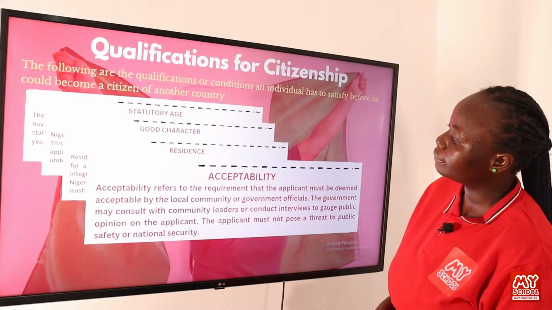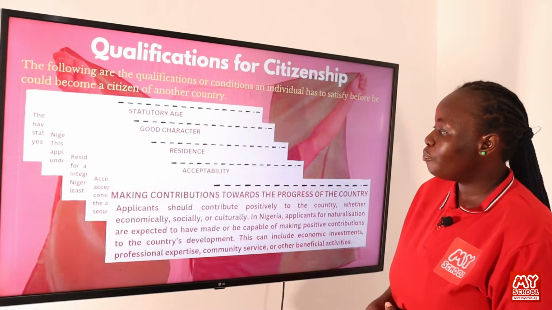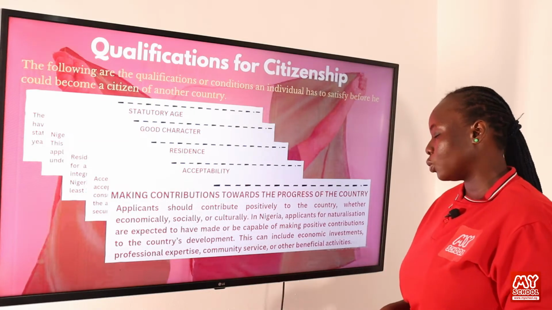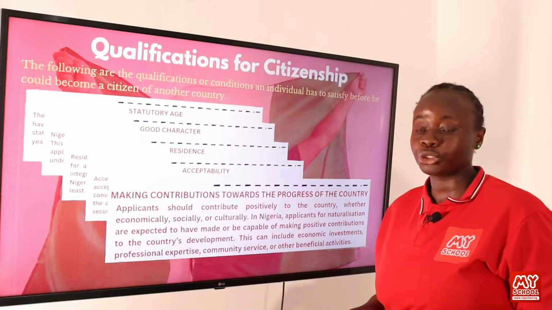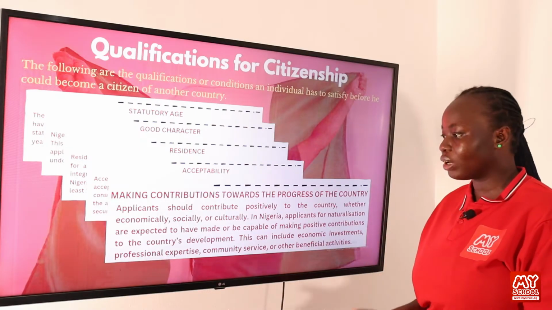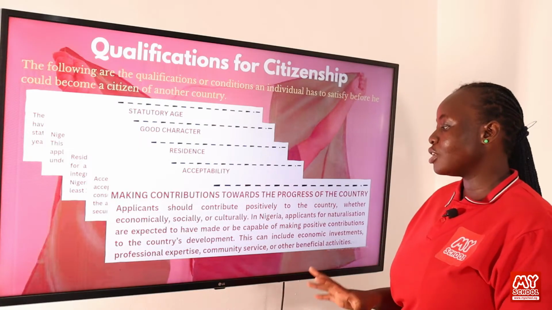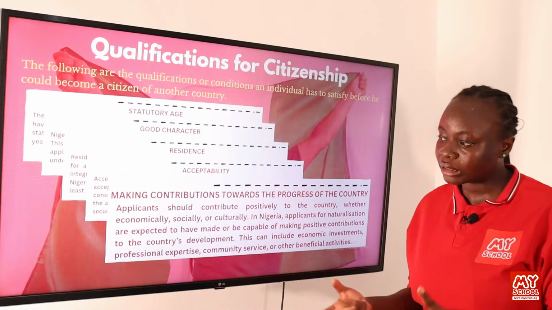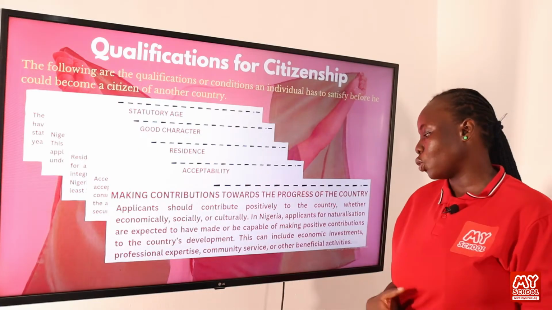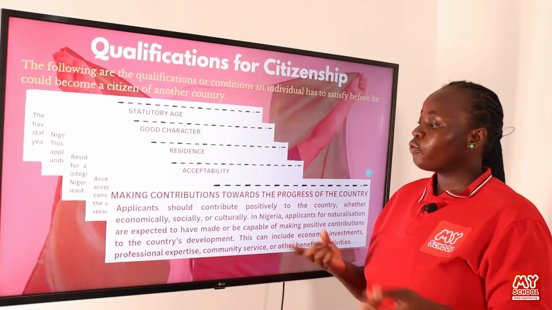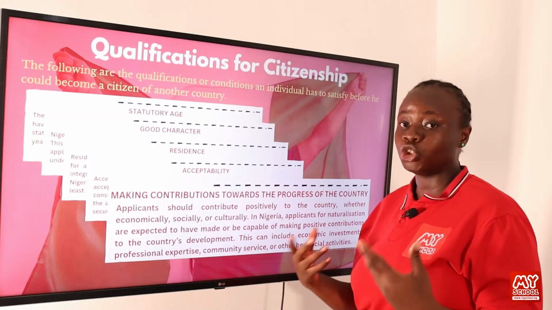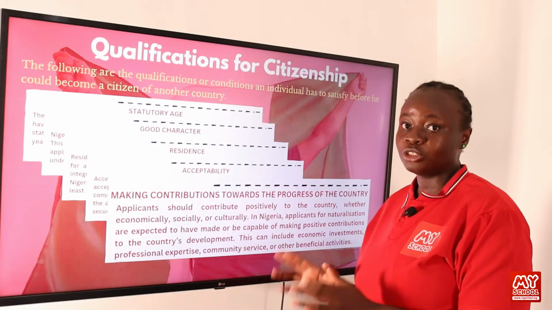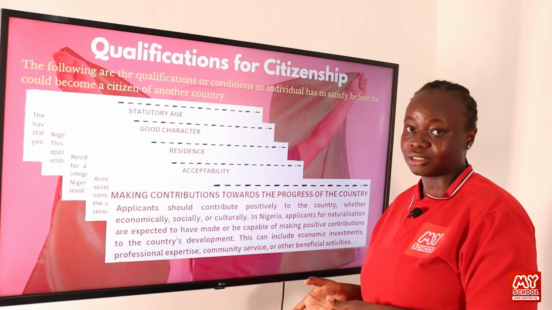Now let's move on to another one. We have making contributions towards the progress of the country. Applicants should contribute positively to the country, whether economically, socially, or culturally. In Nigeria, applicants for naturalization are expected to have made or be capable of making positive contributions to the country's development, and this can include economic investments, professional expertise, community service, or other beneficial activities. This is why, for someone who is coming to live in a new country, you must have a job or something that you are doing in order to benefit the society you are living in. Without that, you will not be qualified to become a citizen of that country.